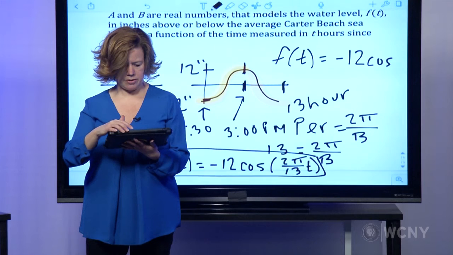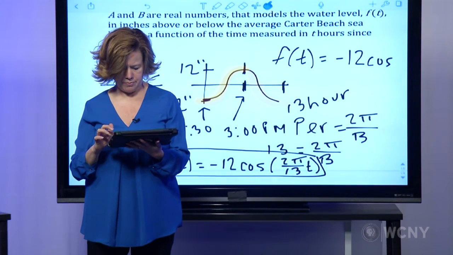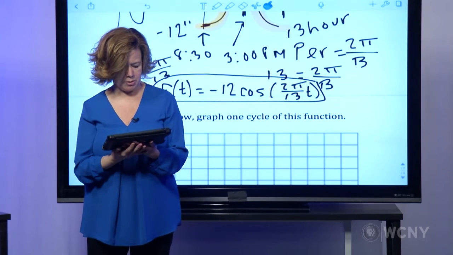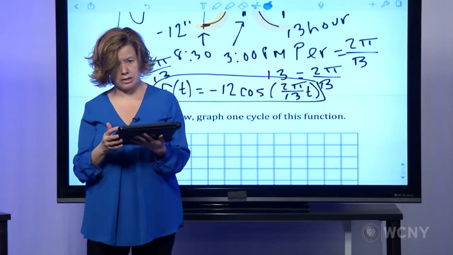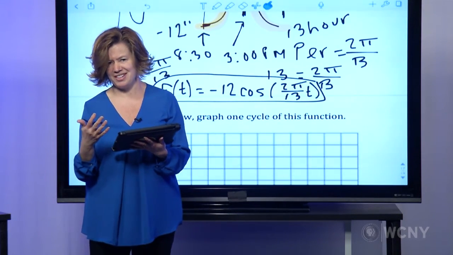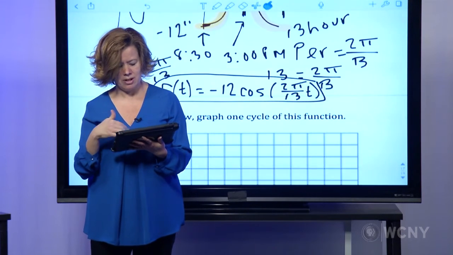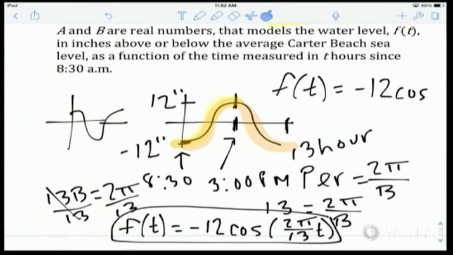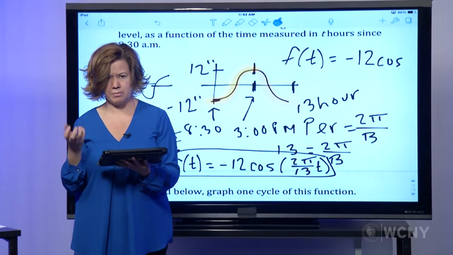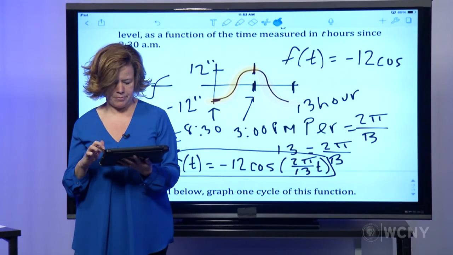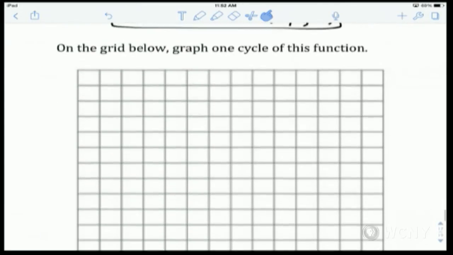Okay, let's read the second part. The second part of this problem says, on the grid below, graph one cycle of this function. Well, really, we've already done that on a scrap piece of paper. We just need to get it on good graph paper. We've already drawn a really quick sketch of that above, so we just need to make it pretty on our graph paper.